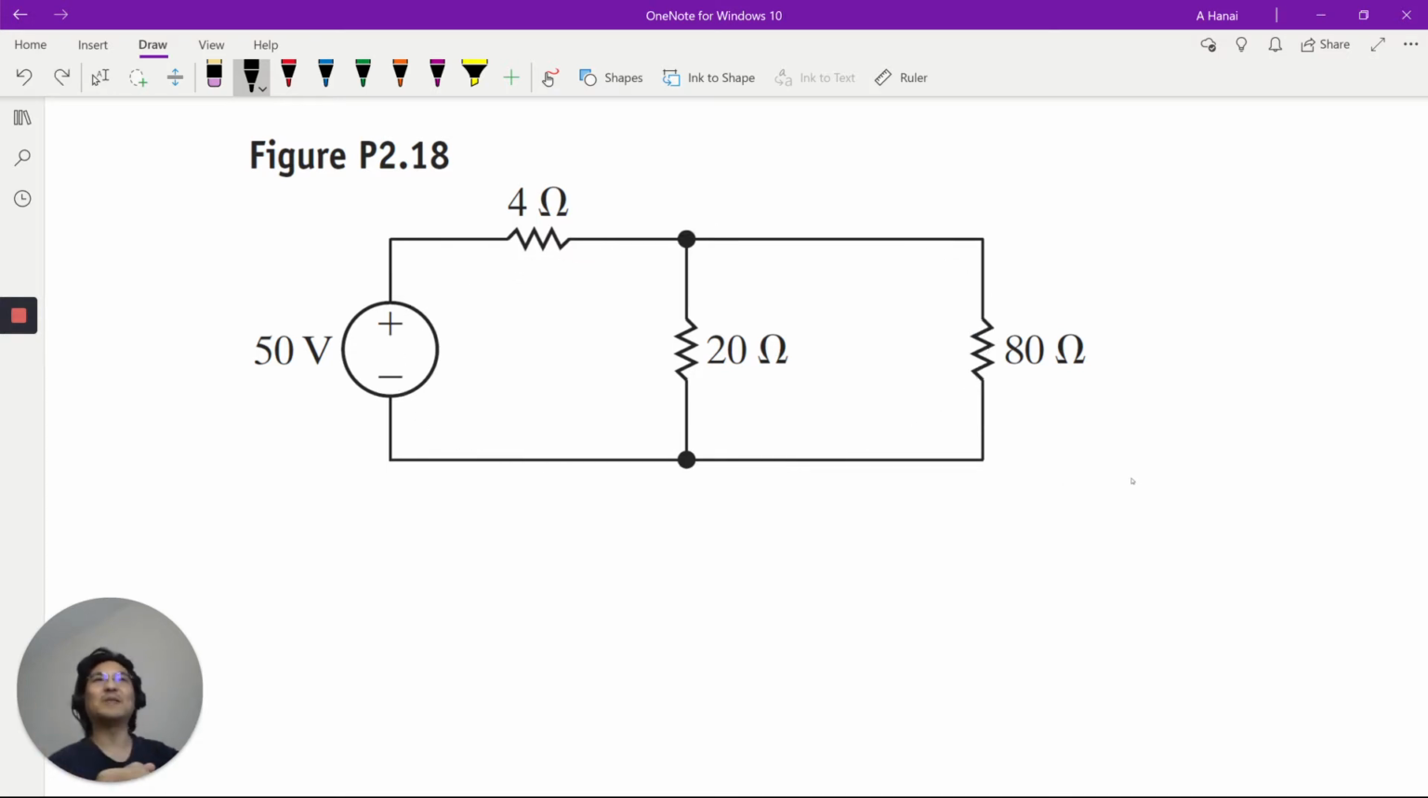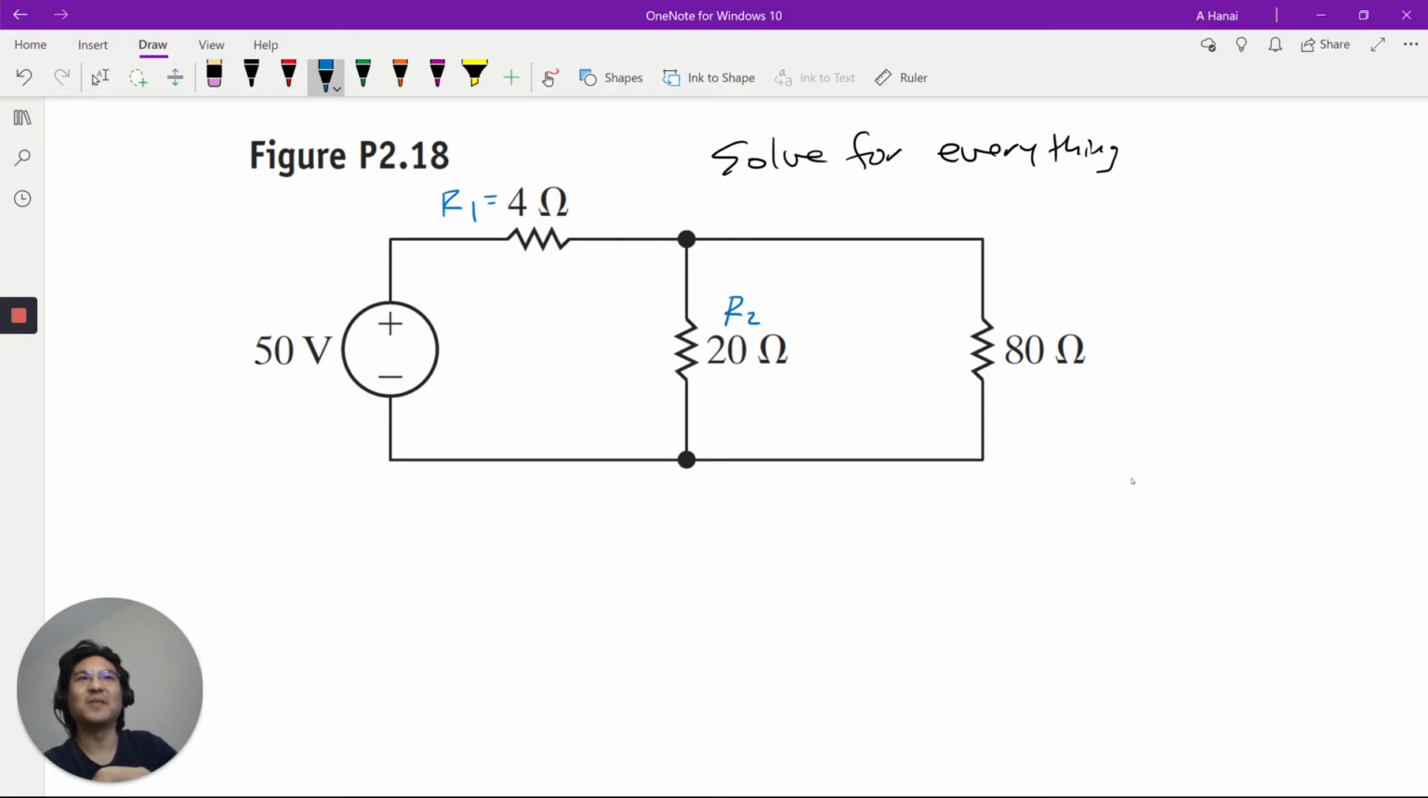Okay, let's use Kirchhoff's laws with Ohm's law to solve for everything. Meaning the voltage. Let me just label these. Let's call this R1, and I'll call this R2 and R3. And then let's make voltage V1 this way. And again, you can choose the direction however you want. There's no wrong choice.